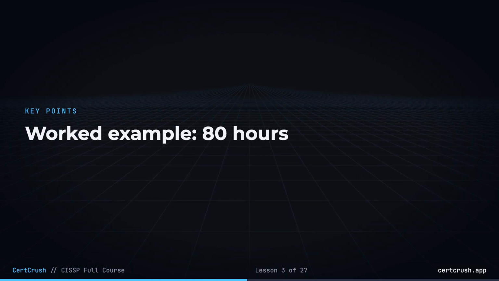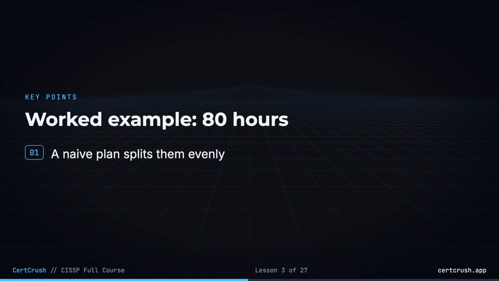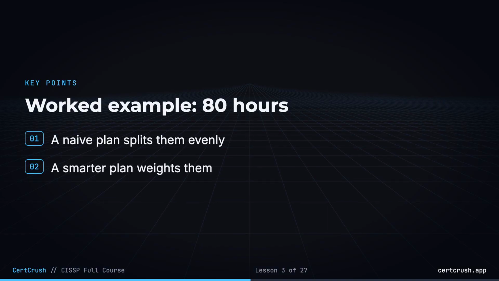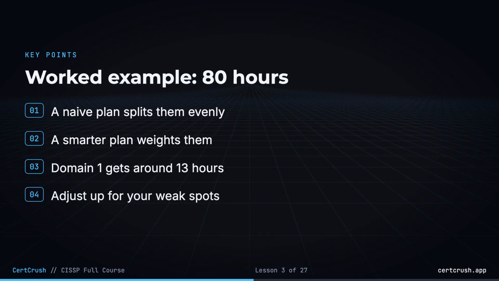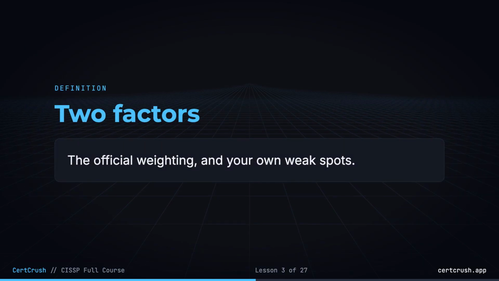Suppose you have 80 hours of study time. A naive plan splits them evenly, 10 hours per domain. A smarter plan weights them. You'd give domain 1 around 13 hours and the 10% domains around 8 hours each, adjusting up for whichever domains are personally weak. Notice we're combining 2 factors here, the official weighting and your own weak spots. We'll build a full schedule from exactly these inputs in the study planning lesson.